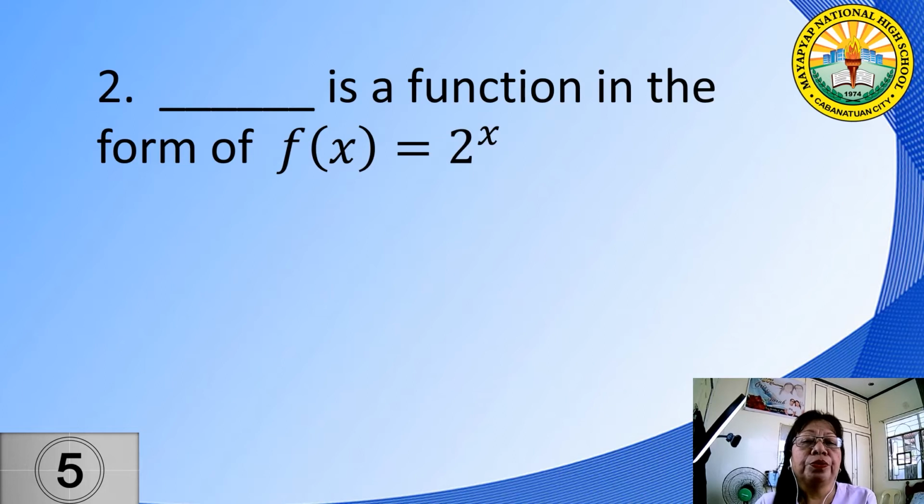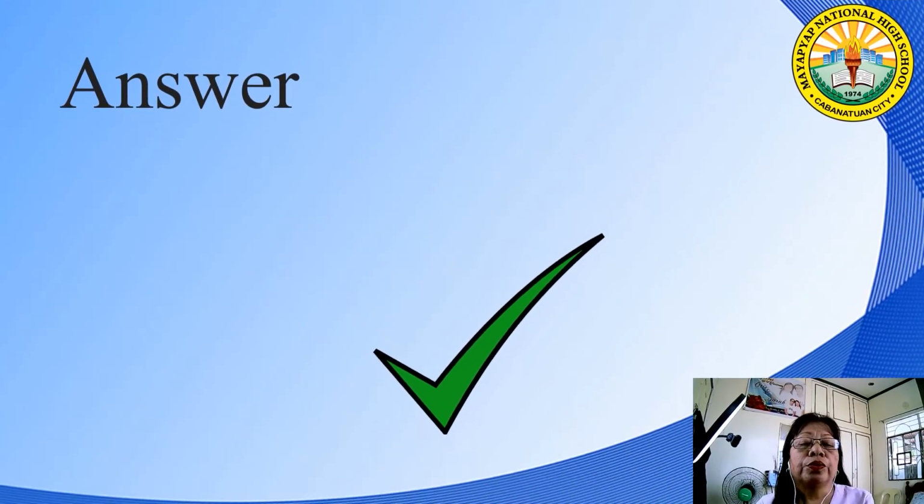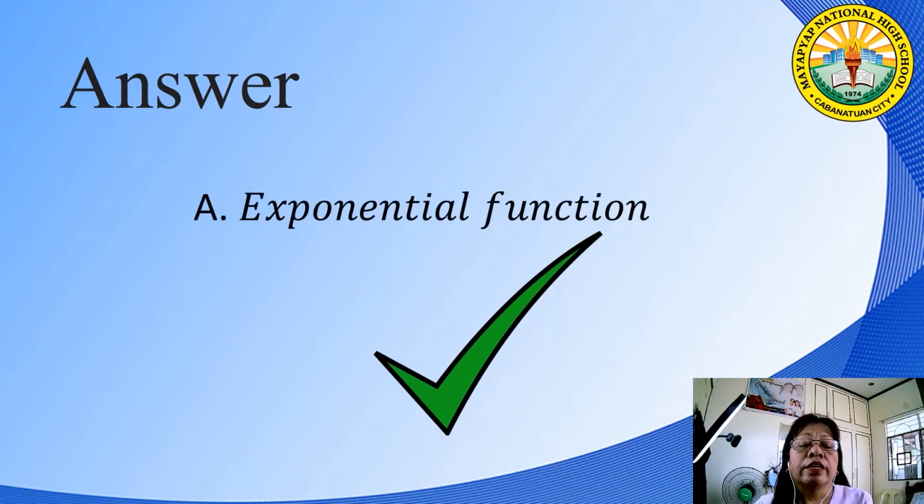Question number 2. Blank is a function in the form of f of x equals 2 raised to x. A. Exponential equation. B. Exponential function. C. Exponential inequality. D. None of these. What do you think is the answer? Time starts now. Okay, the correct answer is letter B. Exponential function.